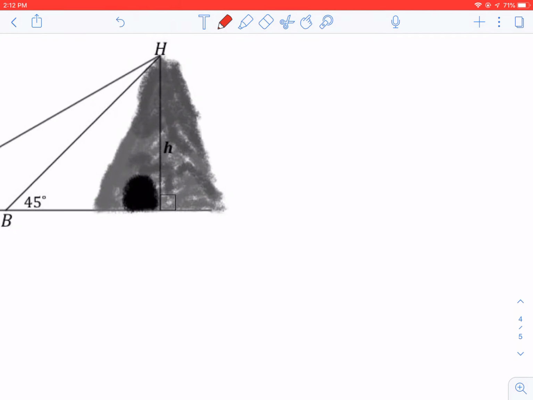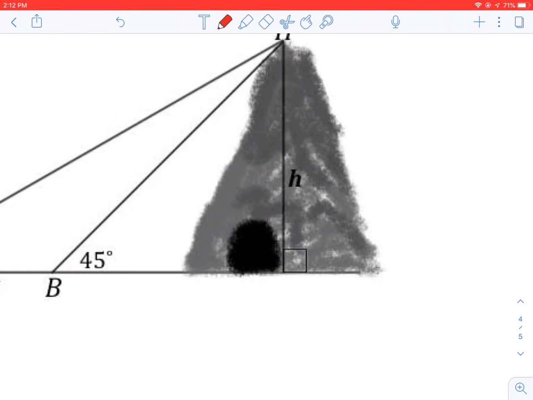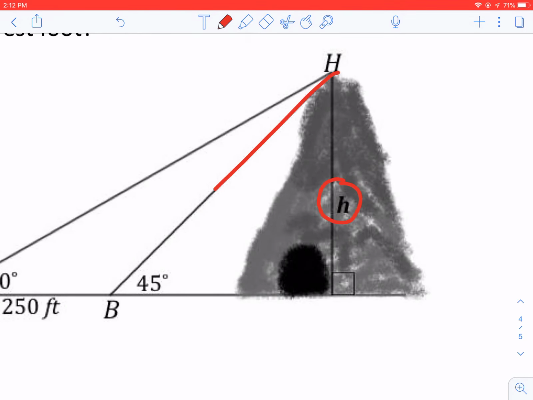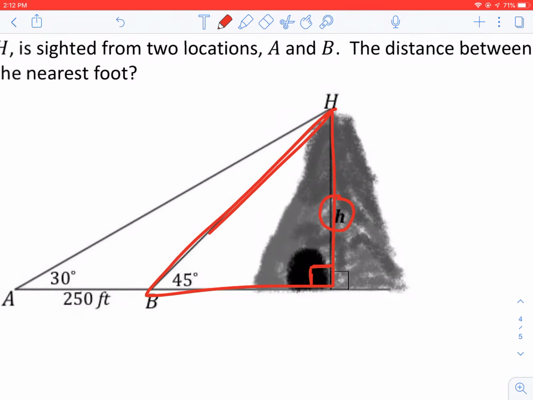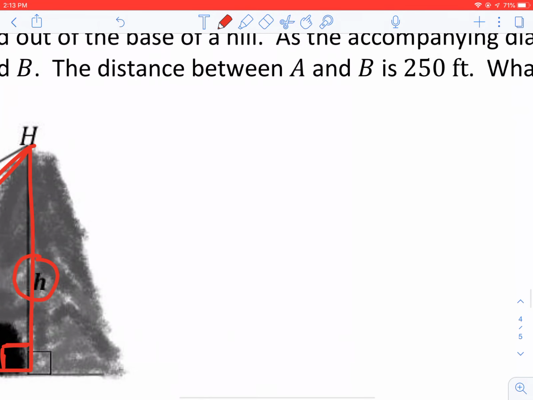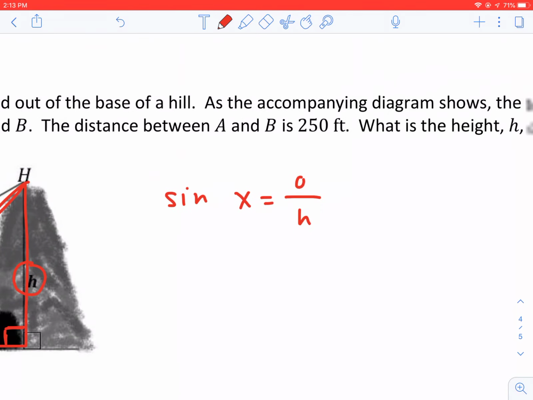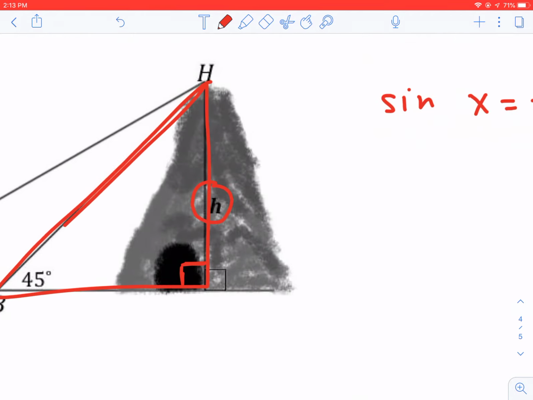And just looking at this right triangle here, there's not enough information to find the height, right? Because like we talked about with our trig, sine of an angle is opposite over hypotenuse. We need 2 out of the 3 parts. We only have one piece. We only have one angle. We do not know another length in this right triangle.